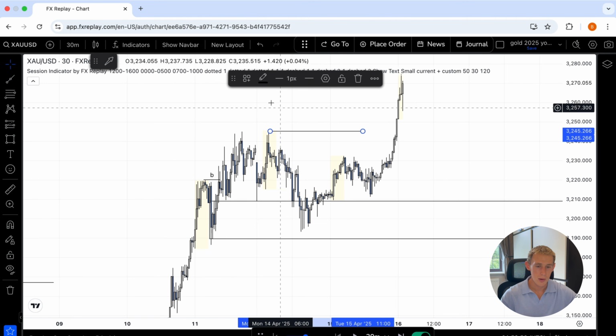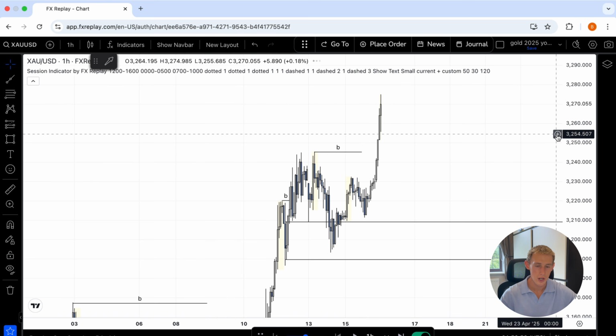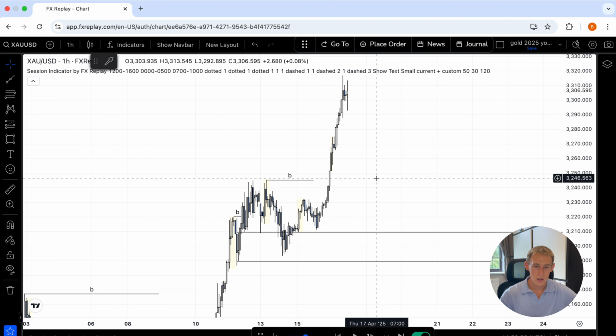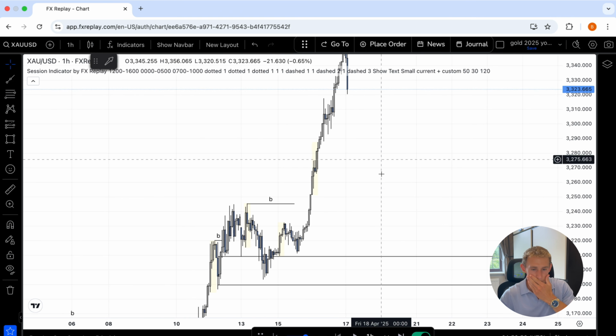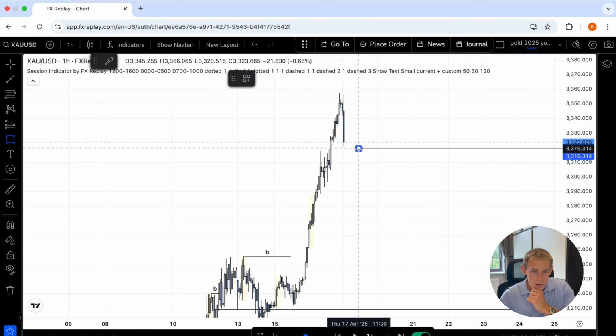We've now had another break structure right here. So again, rinse and repeat the same thing, just following the market structure and waiting for our confirmations. Let's see if price wants to retrace. Not really seeing a point of interest at the moment. Maybe this area.